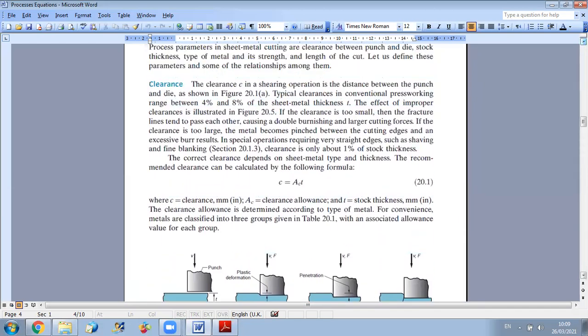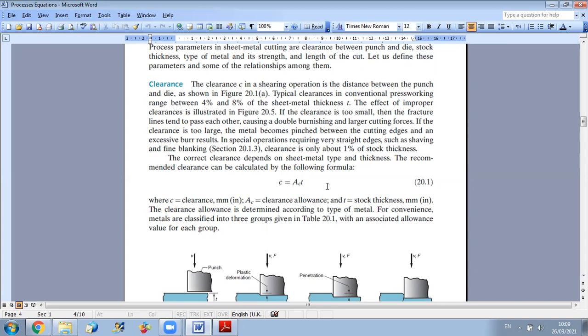Now, in general, the clearance c in a shearing operation represents the distance between the punch and die, as shown in the figure. Typical clearances in conventional press working range between 4% to 8% of the sheet metal thickness. And the effect of clearance is very important.